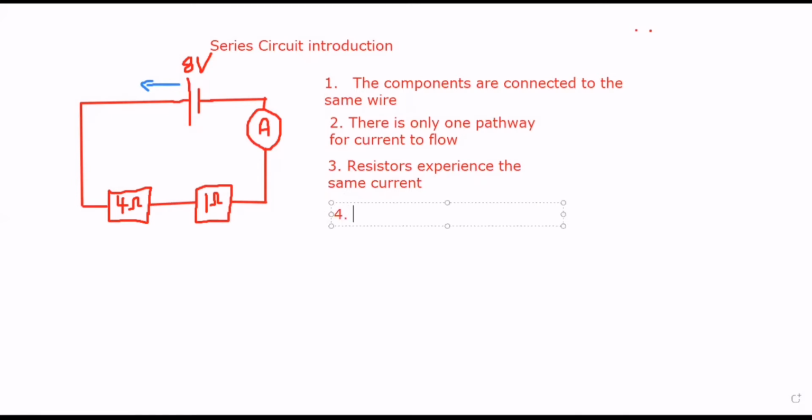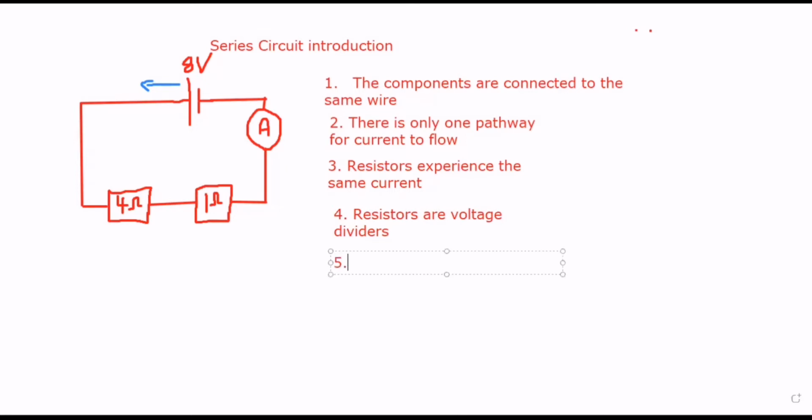The fourth characteristic talks about the voltage. The energy from the cell, this voltage, must be shared amongst the resistors. Now, we then call the resistors in a series circuit voltage dividers. They divide the voltage. But now the question is, how do they divide the voltage? Which one gets more voltage? Which one gets less voltage?